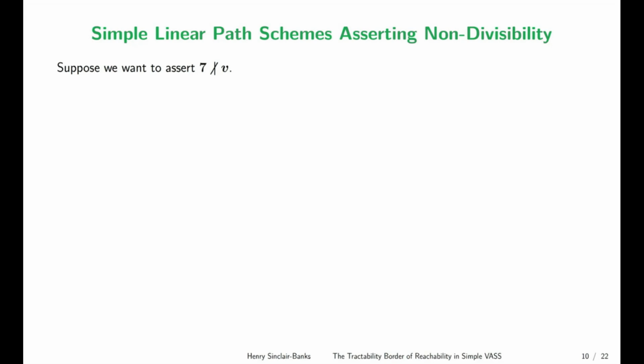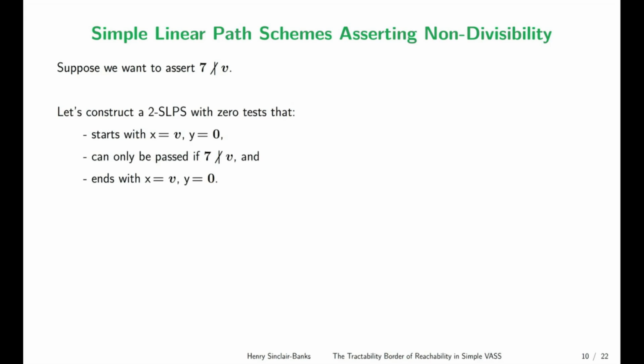Okay, so suppose, for example, that we want to assert 7 does not divide some value v. So I'm going to have 2 counters: a counter with value v to start with, and some auxiliary counter that's going to help me do some checking. I'm going to draw this gadget on the right-hand side of the slide in just a minute. I would like you to only be able to pass through this gadget if 7 did not divide the original value v, and then I would like to come out of the end with x equal to v again. So in theory, I could then test that 9 does not divide v, and I can conjoin these together.